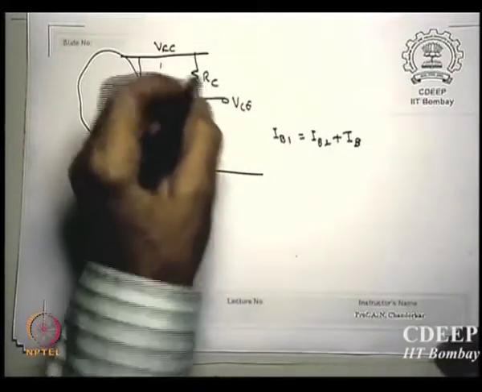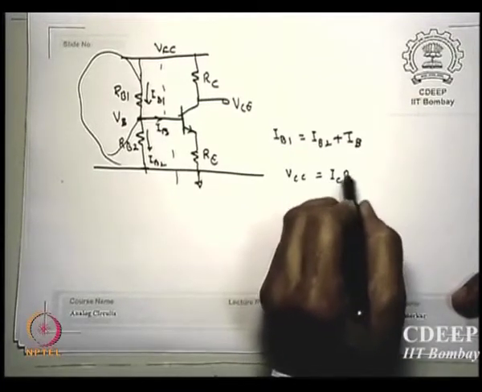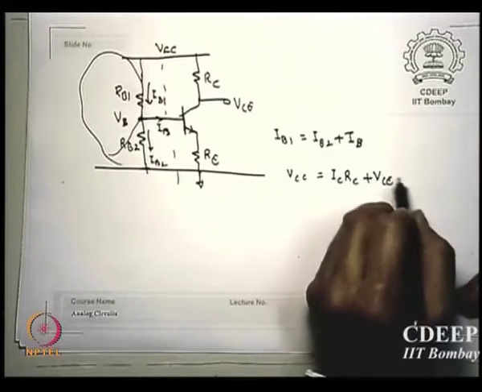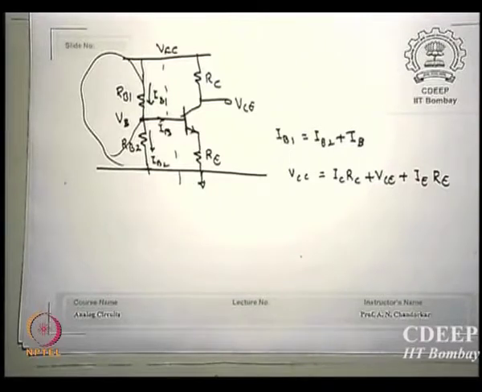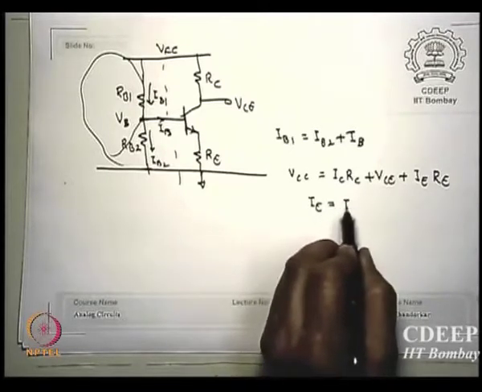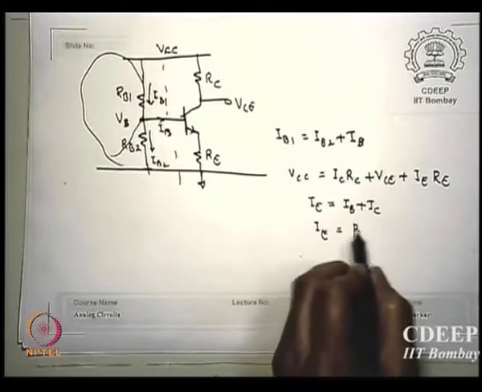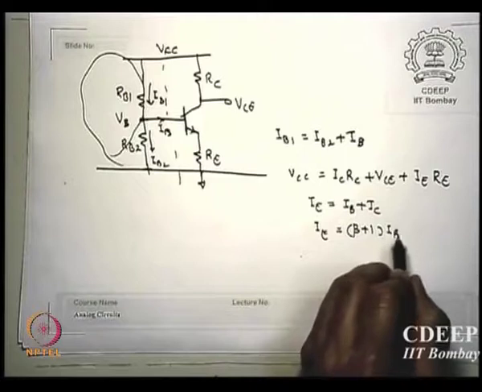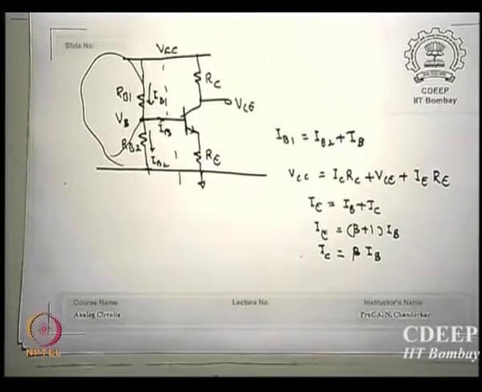If I look at the outside, what is the other equation on the output side? VCC is ICRC plus VCE plus how much? IERE. But IE, IB and IC are related in various ways. One of course is this, which you can use if you wish any time, or IE is equal to beta plus 1 times IB and IC is beta times IB. You can use any of these expressions. IC is beta times IB, IE is beta plus 1 times IB, or we can also say IE is IB plus IC.